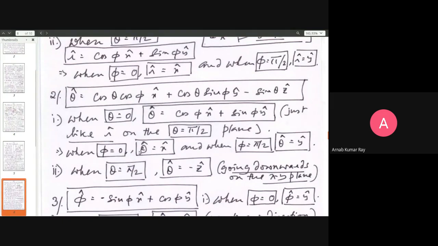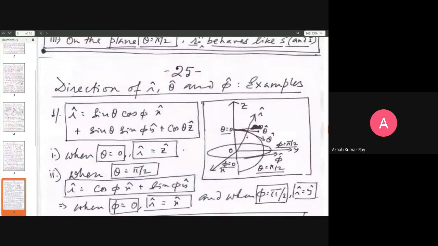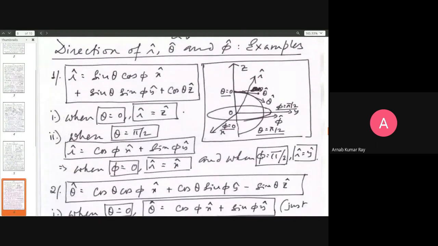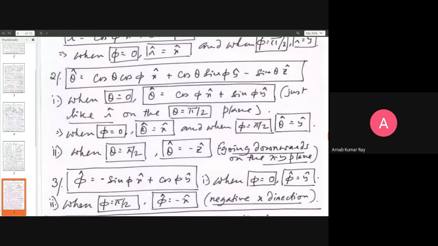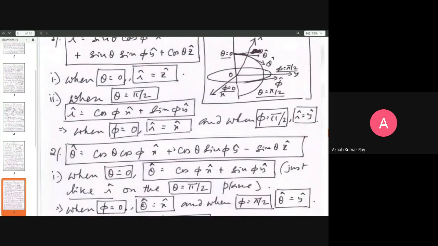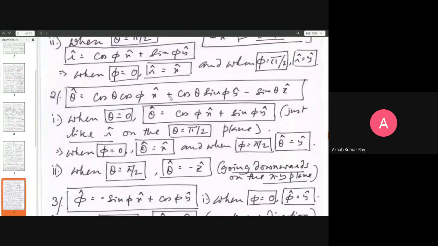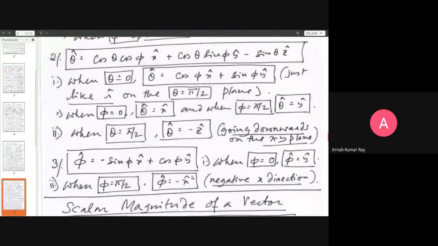Now, when theta is equal to pi by 2, what's the direction? You can immediately see that this arrow will drill down vertically downwards along the minus z direction. This arrow, which is tangential to this curved path, will be drilling down through the xy plane. If theta is equal to pi by 2, the cosine terms will vanish, sine theta will be equal to 1, and theta cap will be equal to minus z cap. And here is what I just said: it will be going downwards on the xy plane.